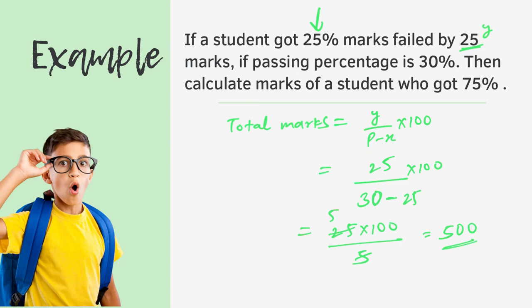The question is further asking to calculate the marks of a student who got 75% marks. So I need to calculate 75% of 500. That is 500 into 75 divided by 100. When I cut 20 to 20 and multiply the remaining numbers, I get 375.